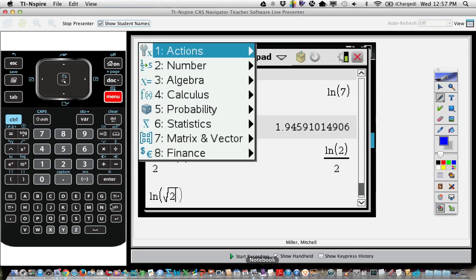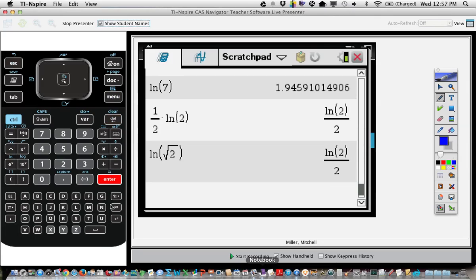Hit enter. Just hit escape. Okay. See how it gives you the same thing? It does that for you. It takes that 1/2, puts it out there, and so forth. So, back to our work.